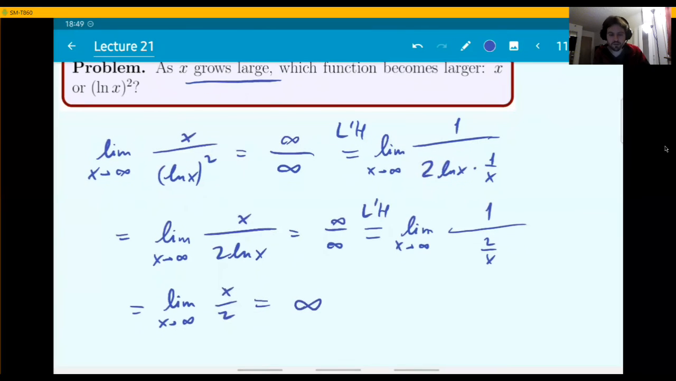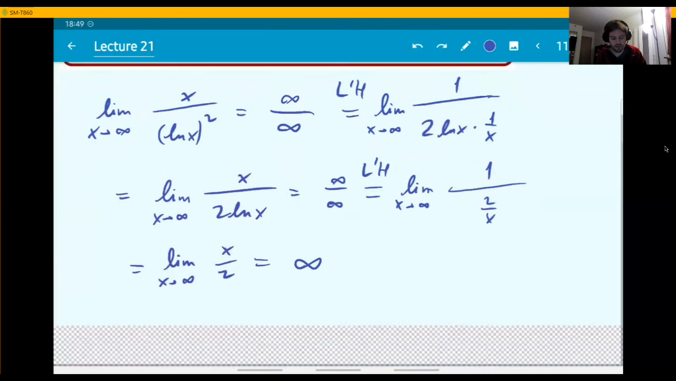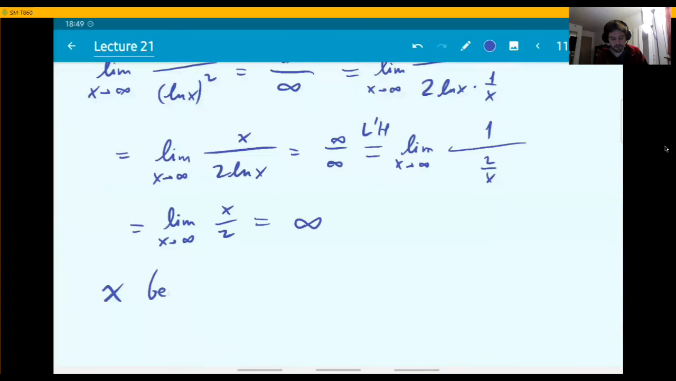So once again, what does this answer tell us about the original fraction? If the original fraction has a limit of infinity, which means it's very large, the only reason for that is because the numerator dominates over the denominator. So x becomes larger than ln x squared.